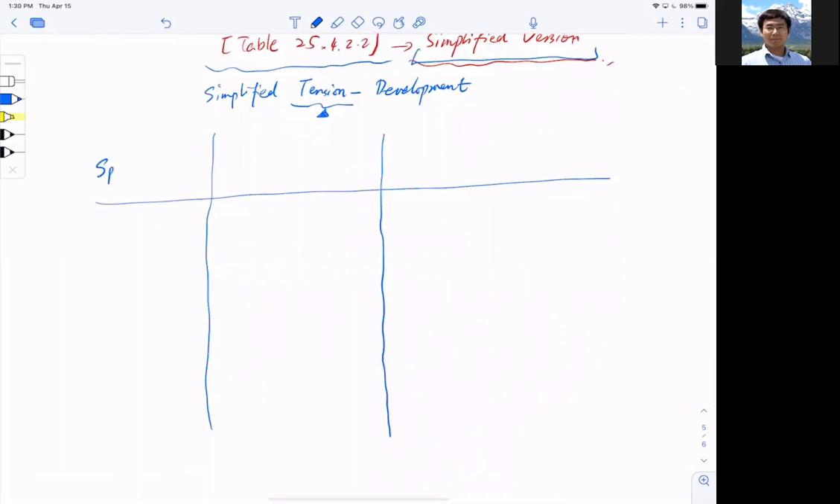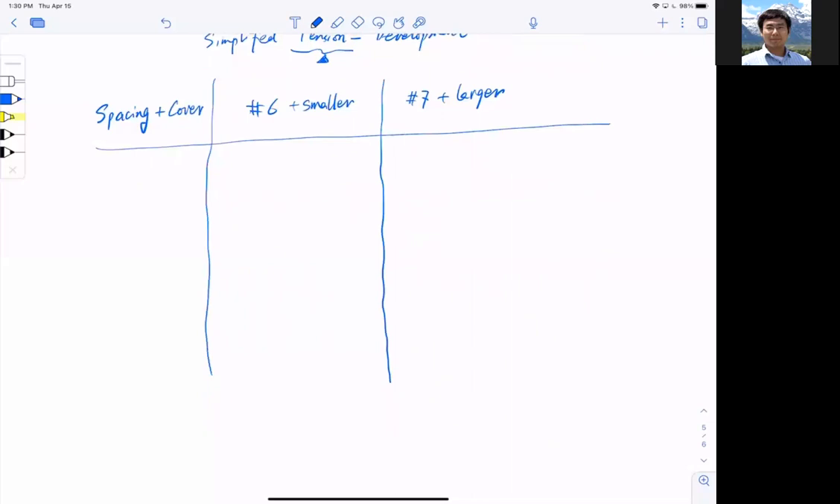First, I put the first category as spacing, that means bar spacing and concrete cover. And then I divide the conditions into two categories. One is number 6 bars or smaller, and the other is number 7 or larger. Smaller bar, bigger bar. Now with this, I can declare my cases. So I will say case one, my write-up is messed up.